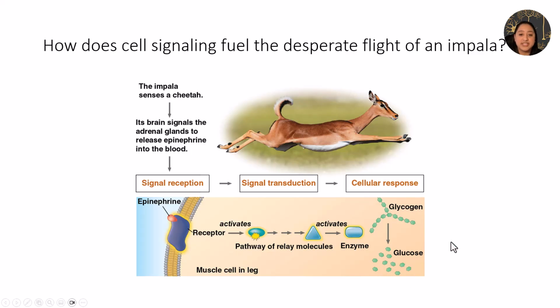And so maybe these cells break down the storage molecule glycogen and get a bunch of glucose, and then the cells have energy to be able to run, in this muscle cell in the leg. So that's an example.